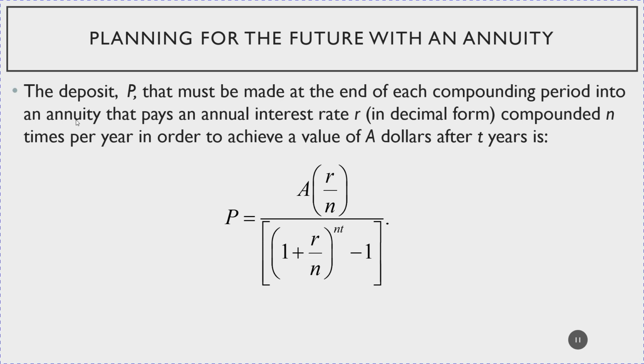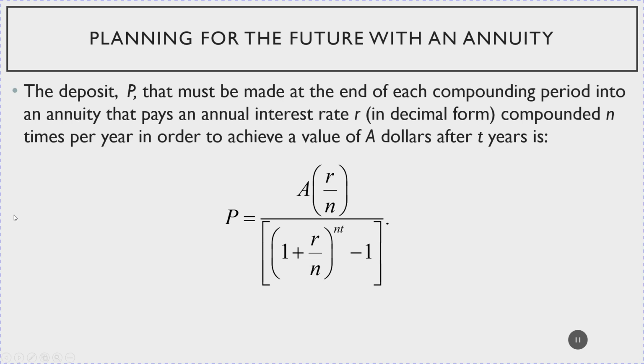All right, so the deposit P, so you're solving for the deposit that must be made at the end of each compounding period into an annuity that pays an annual interest rate of R in decimal form, compounded n times per year in order to achieve a value of A. Okay, so what these problems are going to be is basically it's going to say, okay, if you want to have $50,000 or something, how much you have to put away each month. Okay, so you're going to be given A and solve for P.